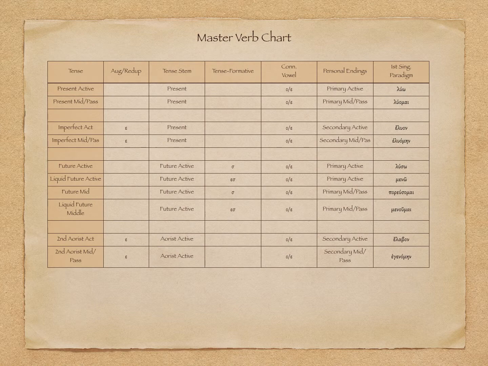So second aorist is learned in this order because, as Mounce notes, it's fairly similar to the imperfect. So we think imperfect and aorists with the augment signaling past time, secondary endings. What distinguishes imperfect from second aorist? The imperfect uses the present tense stem, and the second aorist uses the aorist tense stem. And you can see that here in the master verb chart.